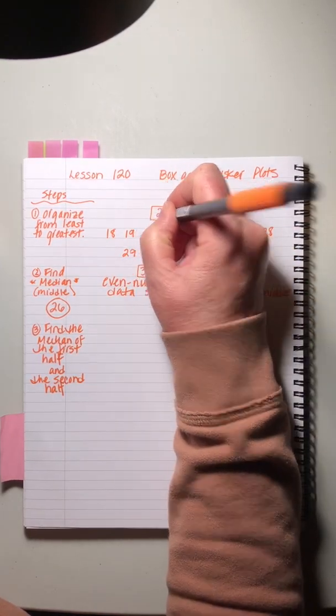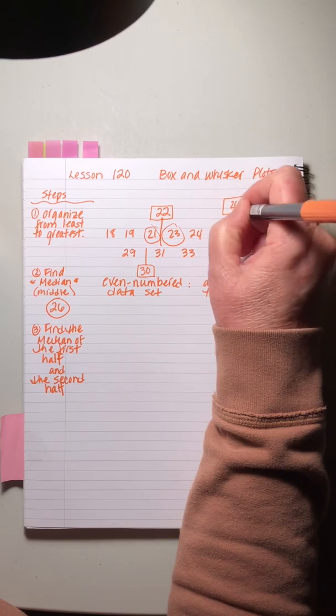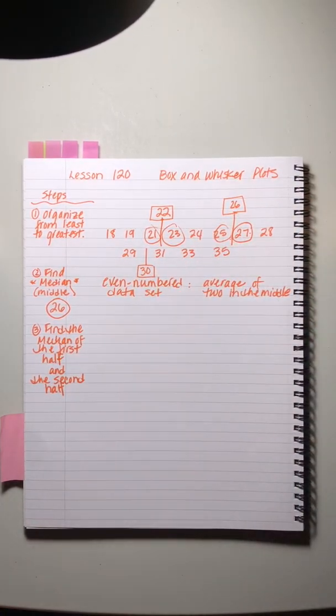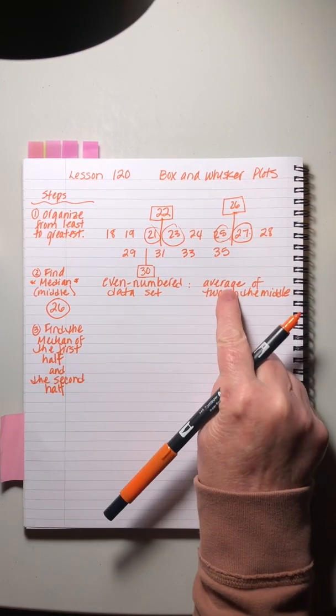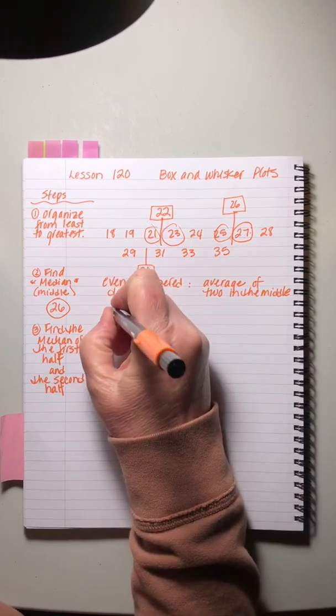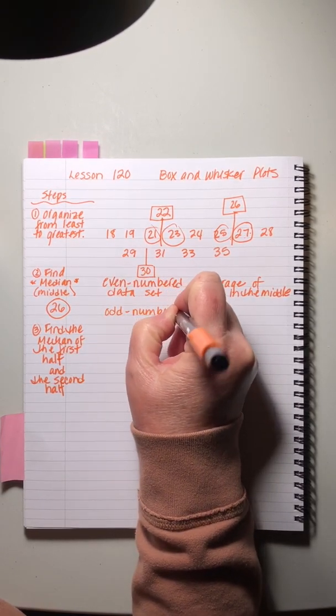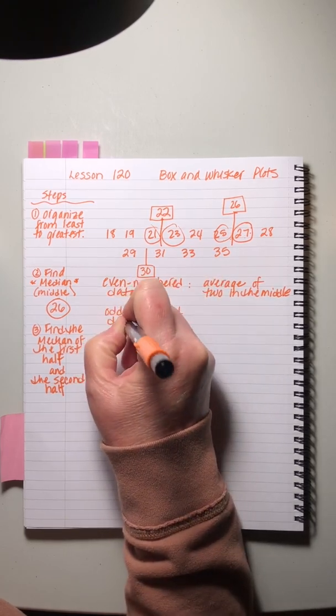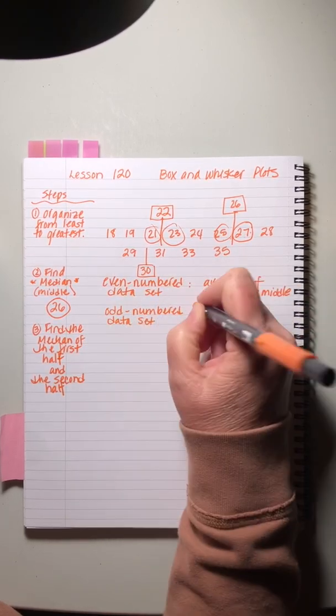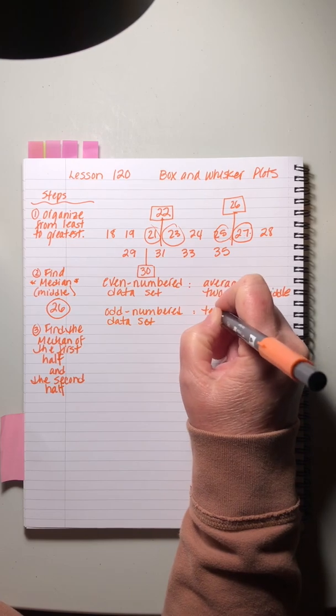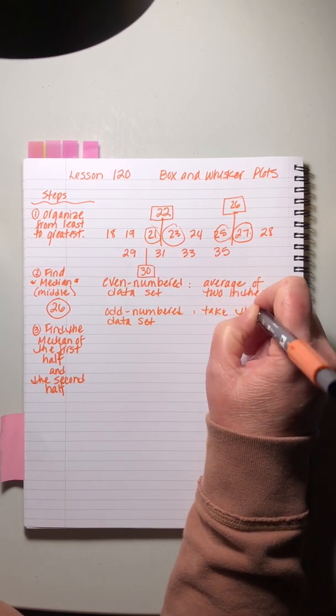Halfway in between 29 and 31. Okay, I'm going to put squares around these just so that the numbers stick out as opposed to all these other numbers, all right? So remember, we're taking the average. If, just to remind you, it's an odd numbered data set, we take the middle value.